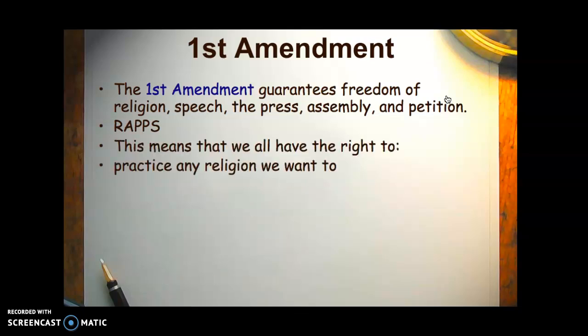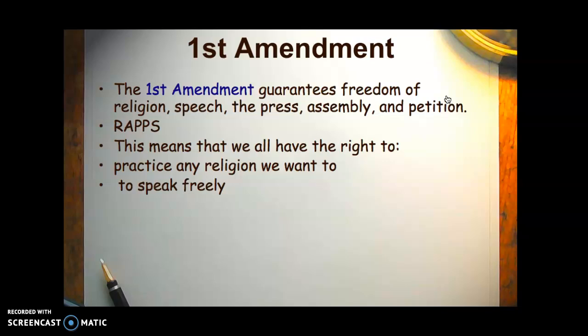So this amendment means that we all have the right to practice any religion we want to. We know that's pretty important. Was important among our founding fathers. It also means we have the ability to speak freely. This is an interesting component to the First Amendment because, yes, we have the ability to speak freely.